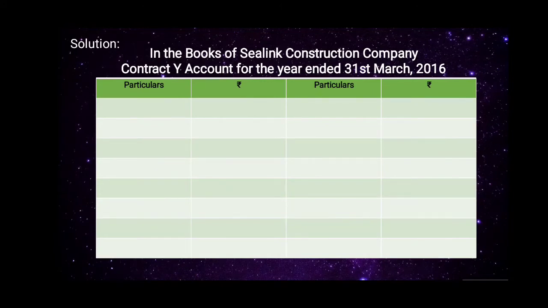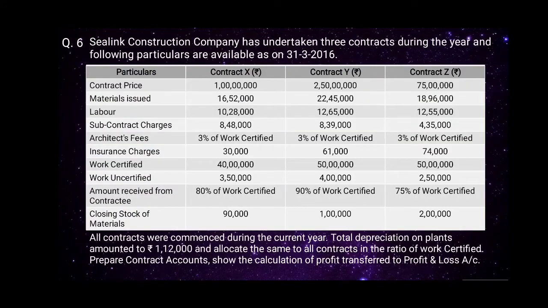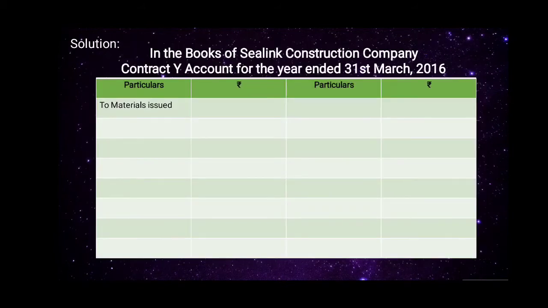Now let us prepare contract Y account. In the books of Ceiling Construction Company, contract Y account for the year ended 31st March 2016. So the first expense is given as materials issued. For contract Y, the amount is given as 22,45,000. So we'll record it on the debit side. To materials issued, amount is 22,45,000.